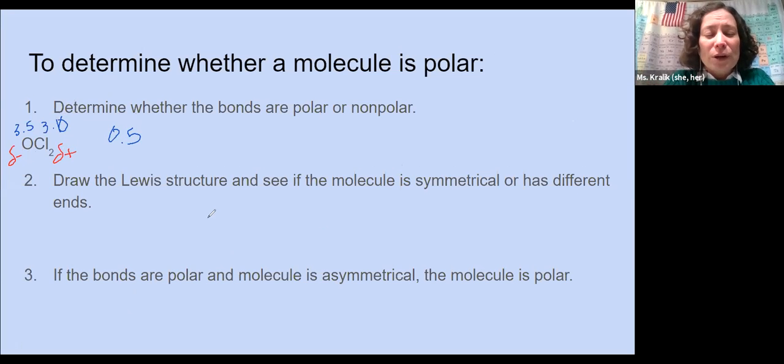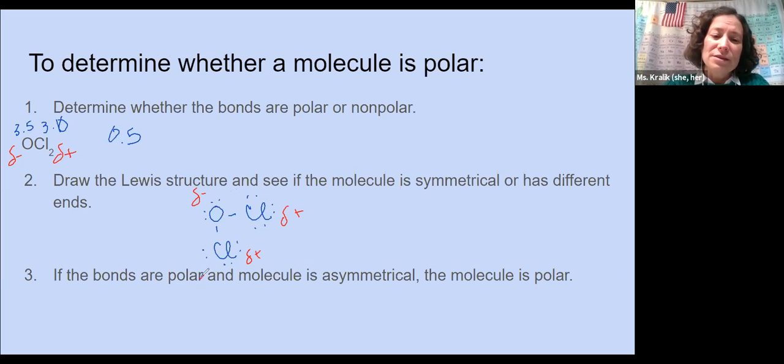All right, we draw the Lewis structure. Remember, oxygen has two lone pairs. Chlorine has three. And then we take a look at this. It's not symmetrical because these two lone pairs are on one side and the two chlorines are on the other side. They are partially positive. Oxygen's partially negative. So here we have a polar molecule.